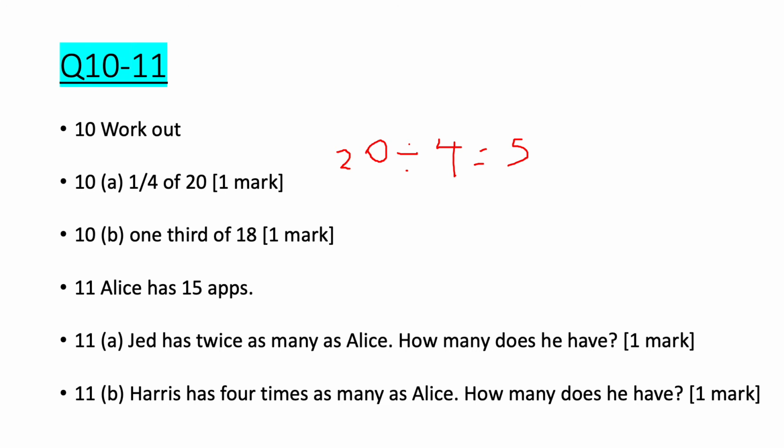Okay, part B, 1/3 of 18 means 18 divided by 3. So 3's into 18. 3, 6, 9, 12, 15, 18, so it's going to be 6.